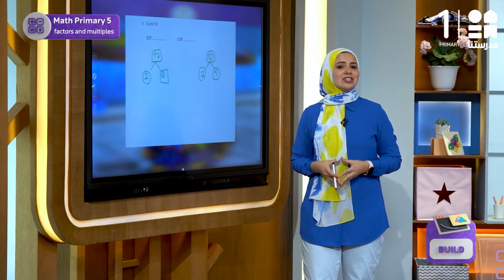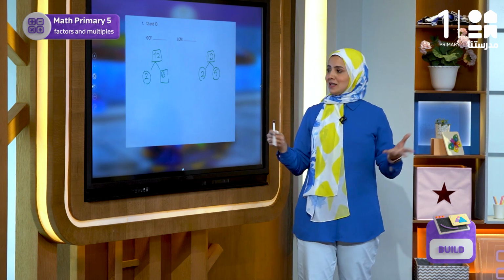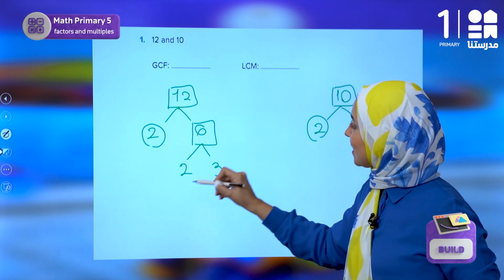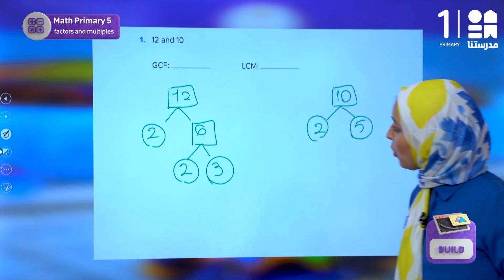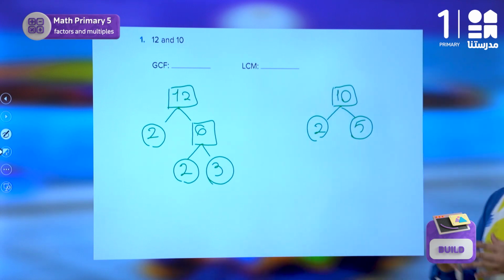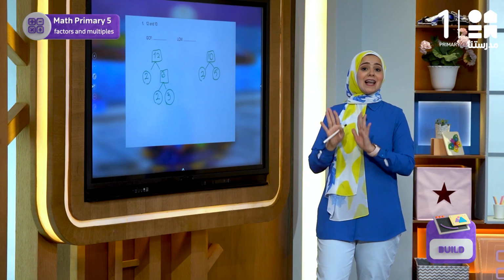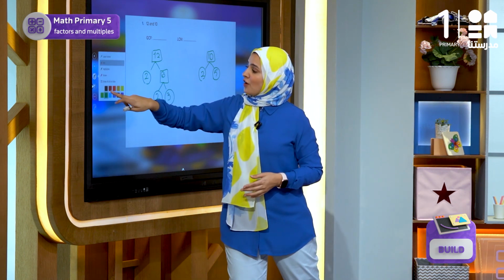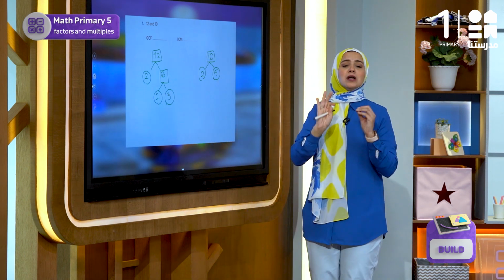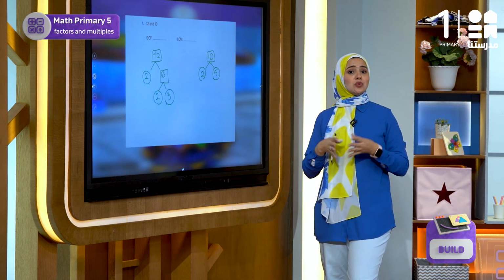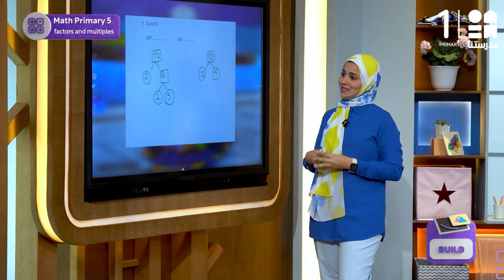Now, what are the factors of 6? Super easy. We have the other two numbers, 2 and 3. At this point, I will circle them both. Why? Because both of these two numbers are prime. Now, let's look at the two numbers and identify the common prime numbers of both numbers.